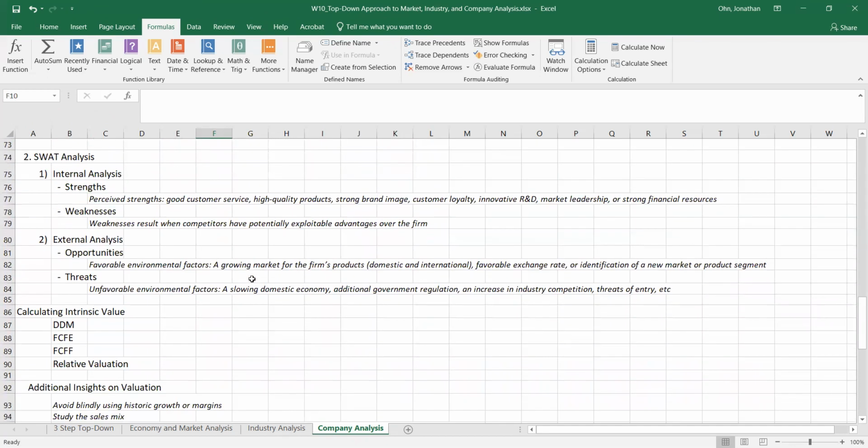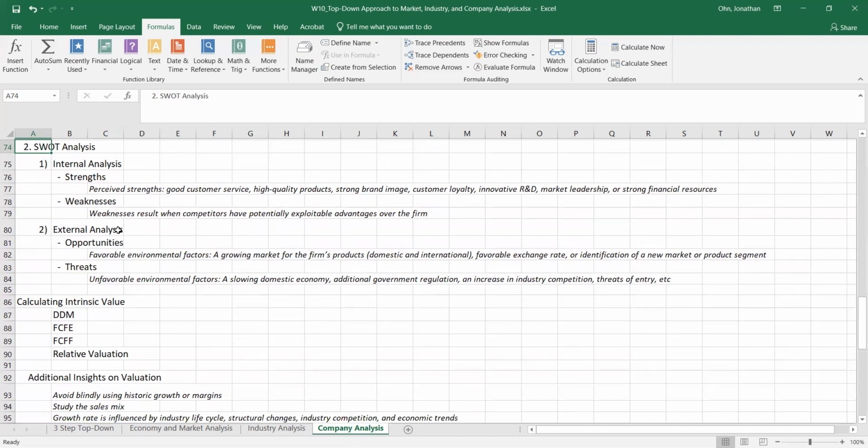And also a detailed SWOT analysis. SWOT means strength, weakness, opportunity, and threat. Okay, that's called SWOT. Wait a second, this one should be O. Okay, so opportunities and threats. Right. So strengths and weaknesses.